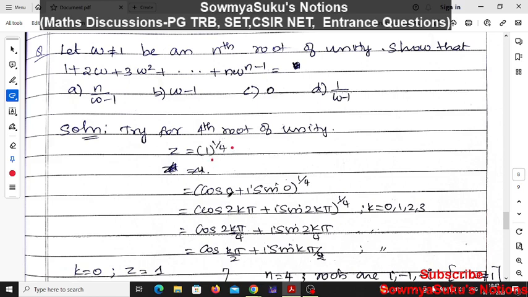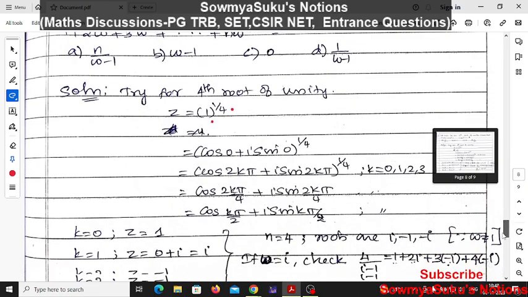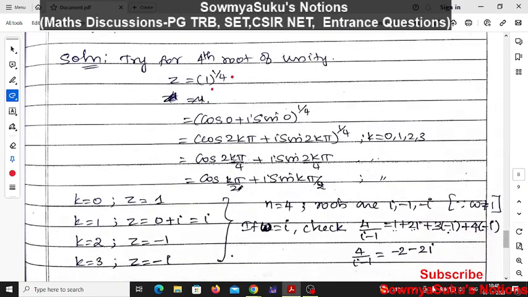So that you can write, written in the polar form as cos 0 plus i sin 0 the whole power 1 by 4. That is cos 2k pi plus i sin 2k pi the whole power 1 by 4, where k carries the value 0, 1, 2, 3. So divided by 4 and cancelling, you will get cos k pi by 2 plus i sin k pi by 2 for k equal to 0, 1, 2, 3. Let's take the values here. k is equal to 0. Substitute here k equal to 0. So cos 0 is 1 plus sin 0 is 0. So that it is 1.